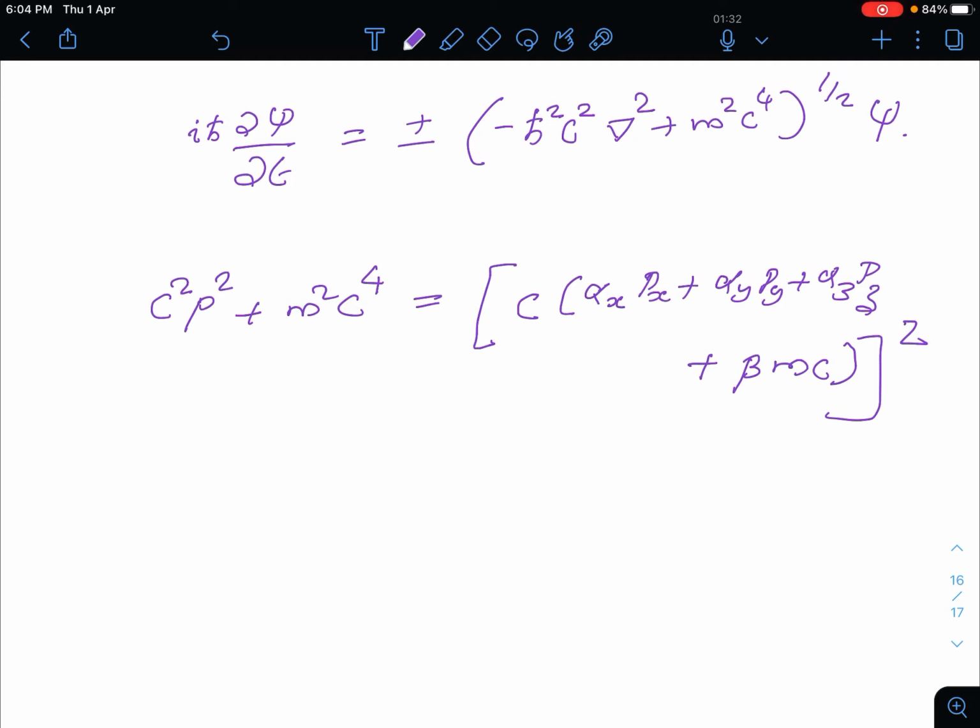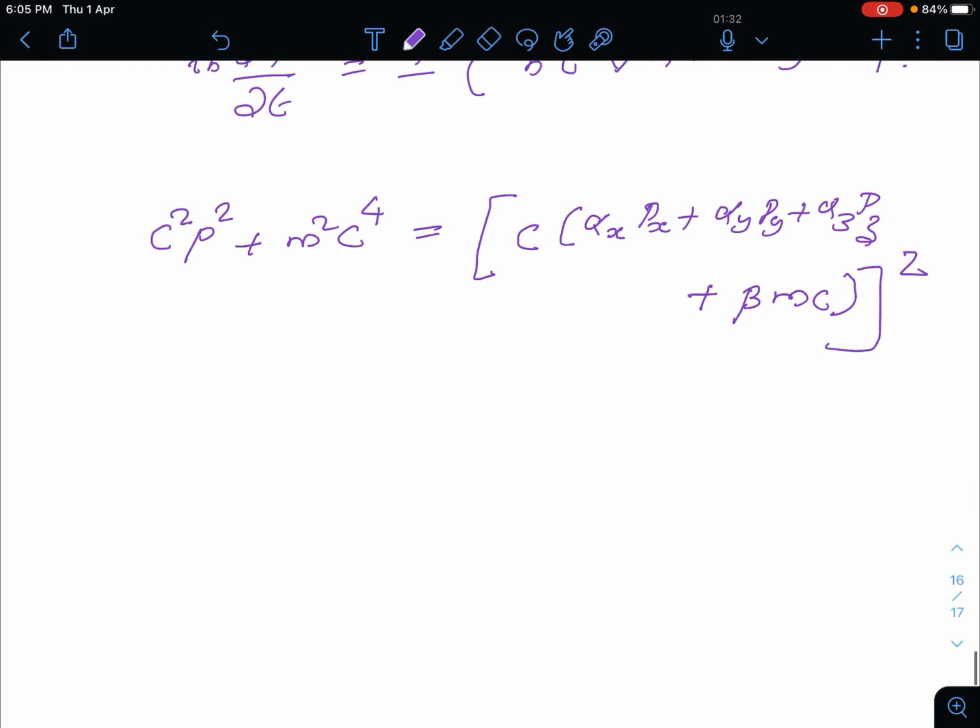That was the idea formulated by Dirac. We don't know what exactly this is, but let us assume that c square p square plus m square c raised to 4 is the square of something. Once we find out what that square is, we can solve the problem. So now let's consider whatever I have in the bracket inside this, since it is the square.